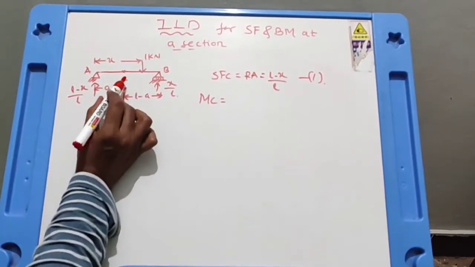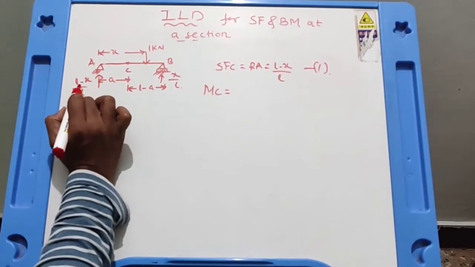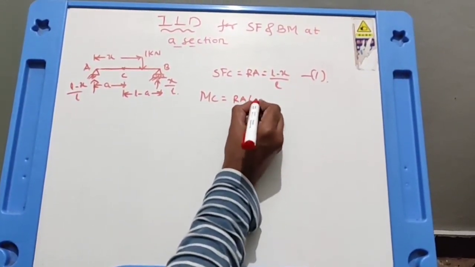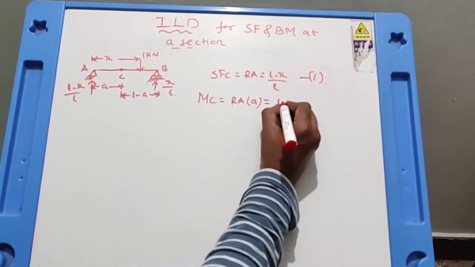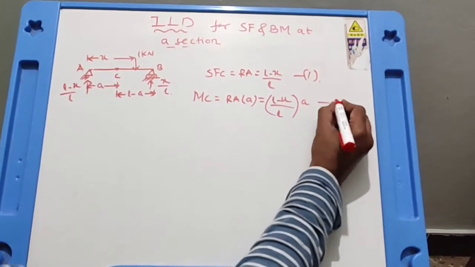What is bending moment at C? Bending moment at C is the algebraic sum of all the moments on the left. On the left only one force is there, that is RA. RA into A, and RA, you know, is L minus x upon L, into A. You call this equation 2.